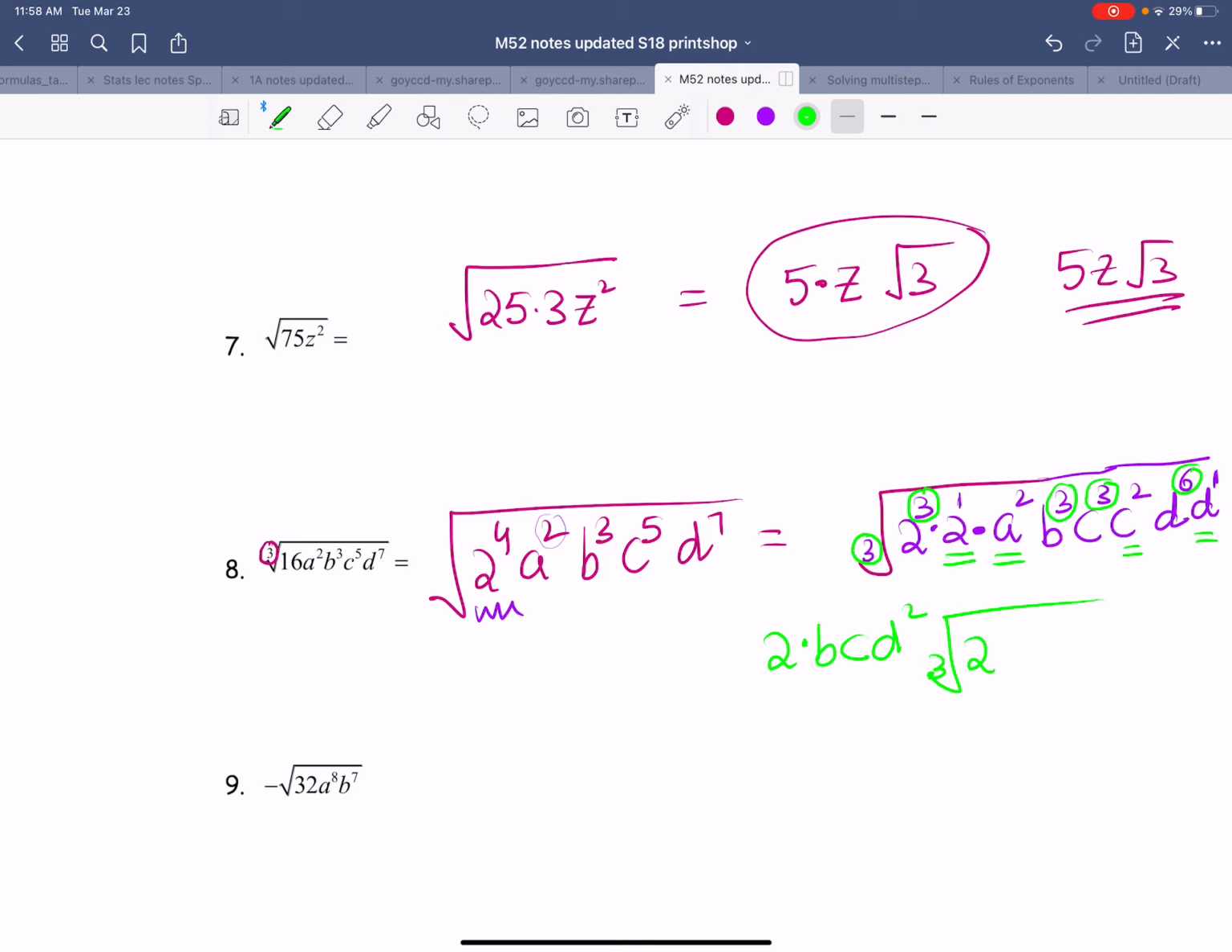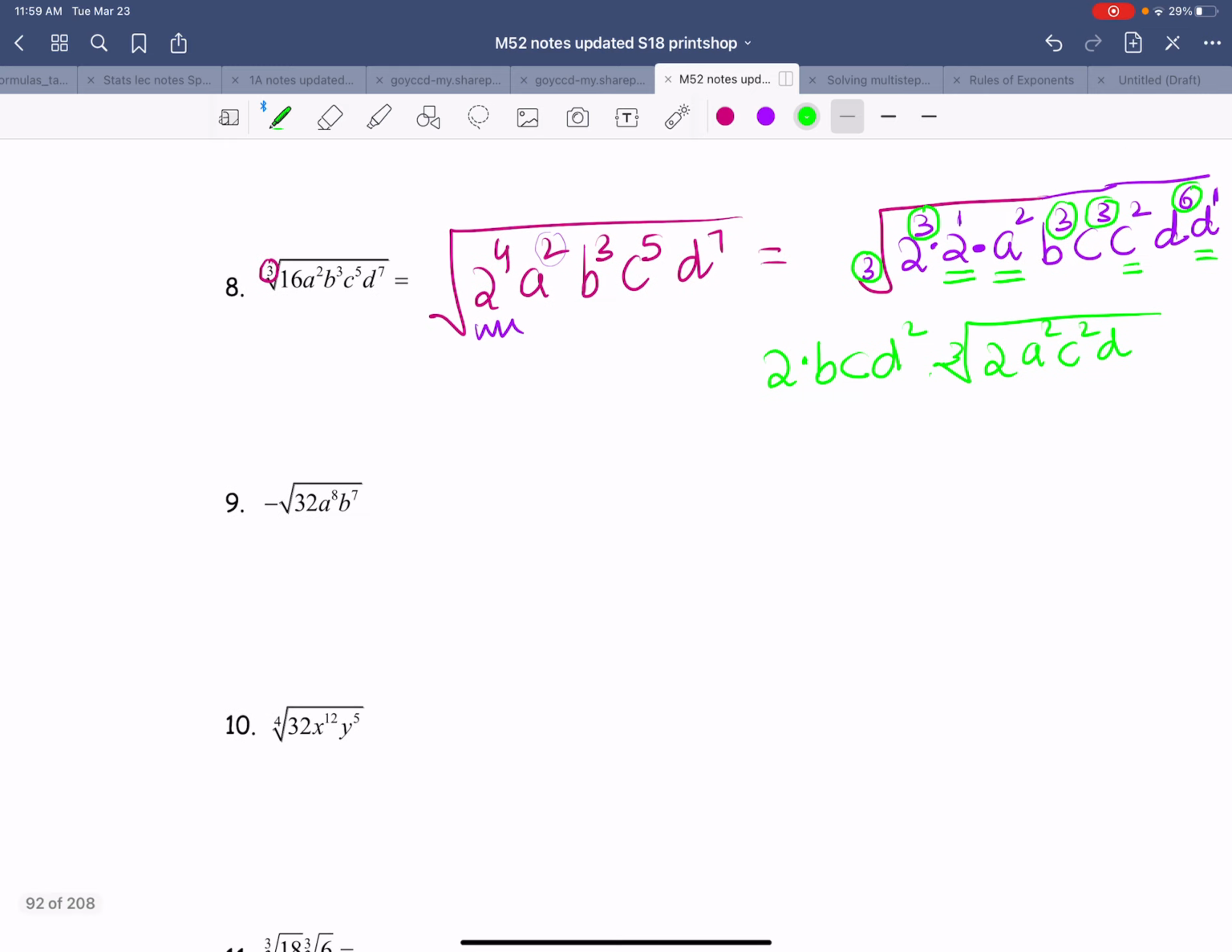Don't forget 3 in the pocket. So this is just the coefficient in the front. And then we have the radical 3 in the pocket. 2 is left inside. A squared is left. And c squared and d is left. So that's going to be the simplified radical here.